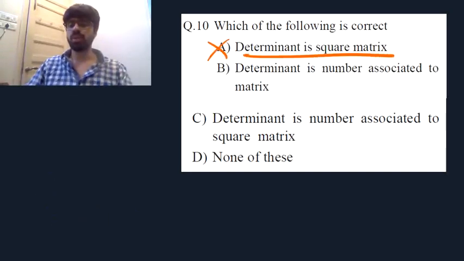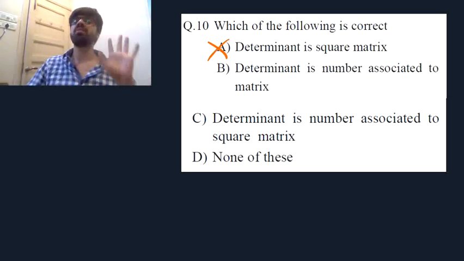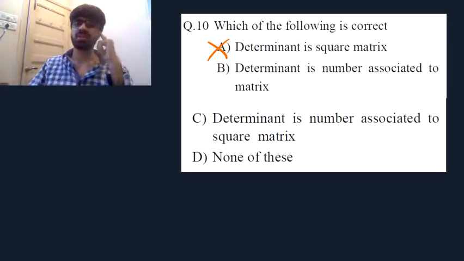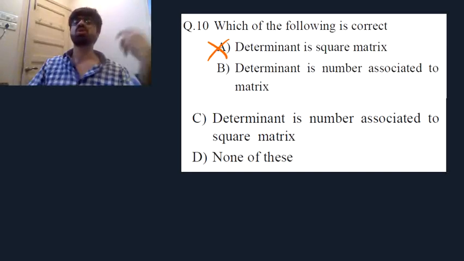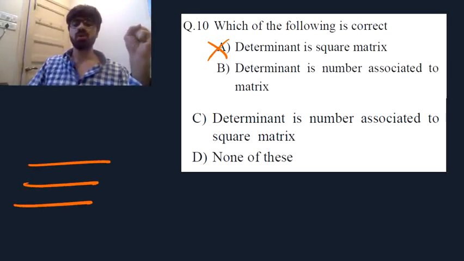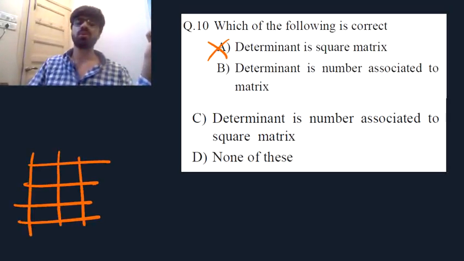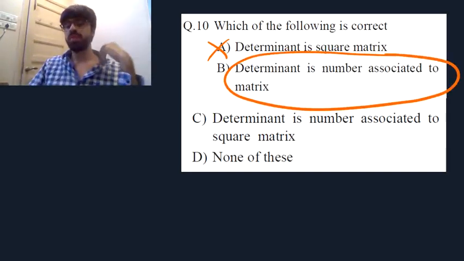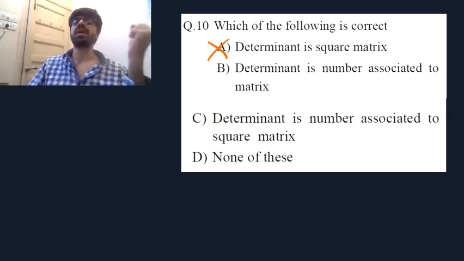So A is wrong. Determinant is not a matrix. Determinant is a numerical value. Matrix is an arrangement of numbers. Determinant is a number associated with a matrix. You cannot expand any matrix which is not a square matrix. You cannot take the determinant of numbers which are not arranged in a square manner, that is, numbers which are not arranged with the number of rows equal to the number of columns. In a matrix, if the number of rows and columns are equal, then only you can evaluate a determinant value for it. So a determinant is a number associated with only a square matrix, not any random matrix.